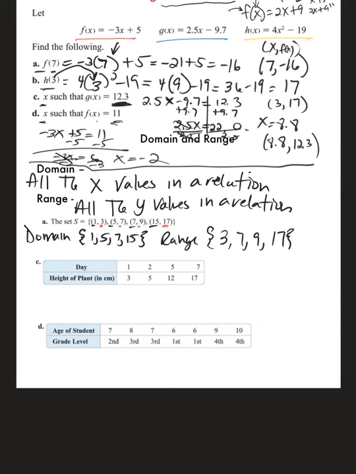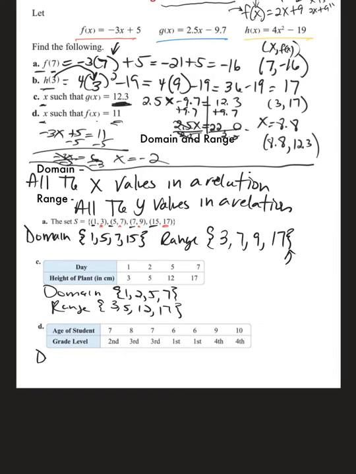All the y values. Go ahead and pause for a moment. I want you to identify the domain and the range. Use the set notation with the curly brackets. And then you can unpause, come back, and see if you have the same thing that I have. For C, the domain is going to be 1, 2, 5, 7. The range is going to be 3, 5, 12, 17.